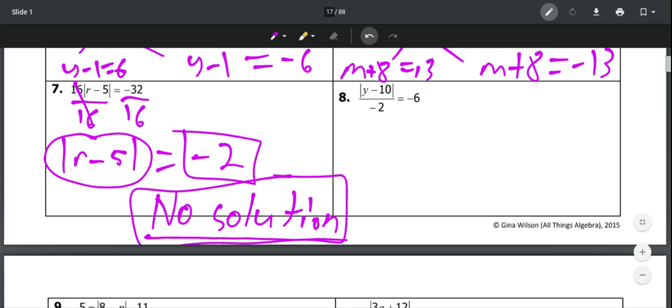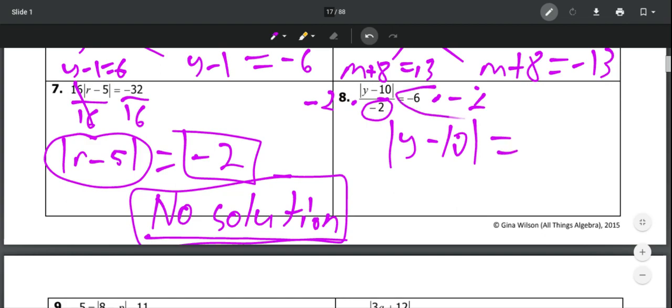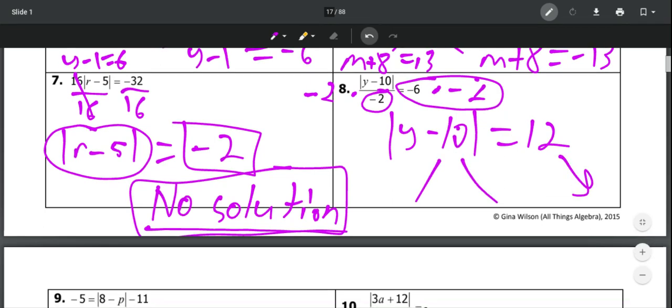Number 8. We need to get rid of this because we have a y minus 10. The absolute value is not isolated. The absolute value is divided by this negative 2. So we have to do the opposite of what's happening, which is divided by negative 2. So we're going to multiply by negative 2 on both sides. That's how you'd begin that one. Then you'll be left with the absolute value of y minus 10 equals something positive, since 2 negatives make a positive, so this one's still good to do. Then make your 2 cases, make one a negative, and work from there. Okay.